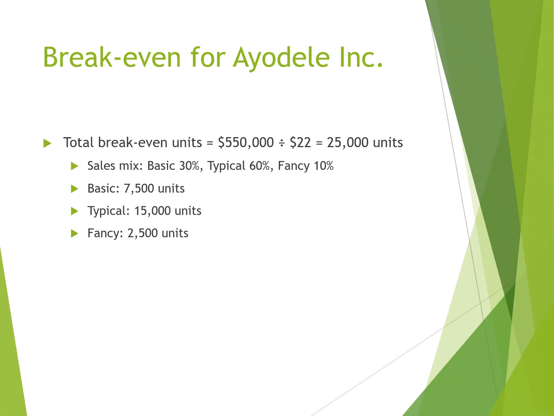We allocate these based on the mix. 30% basic is 7,500 units, 60% typical, which is 15,000 units, 10% fancy, which is 2,500 units.